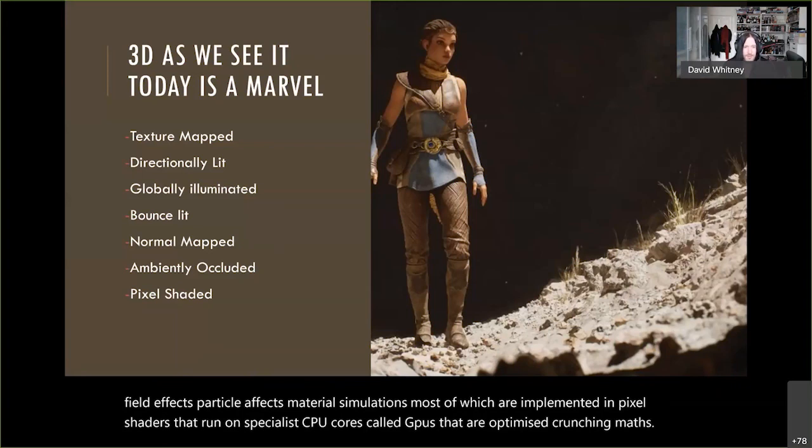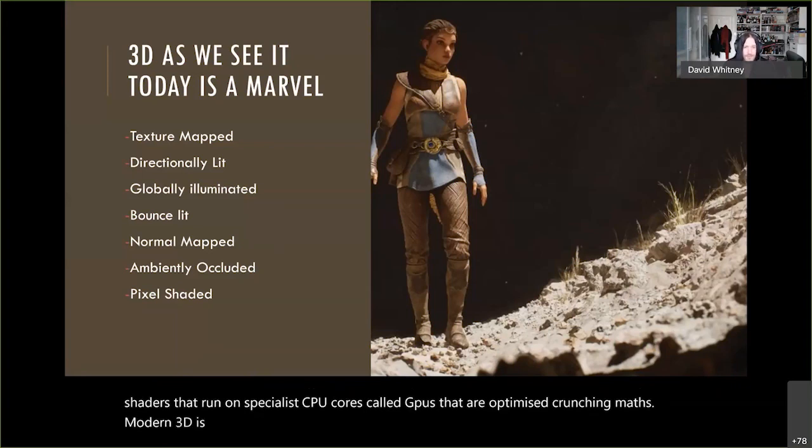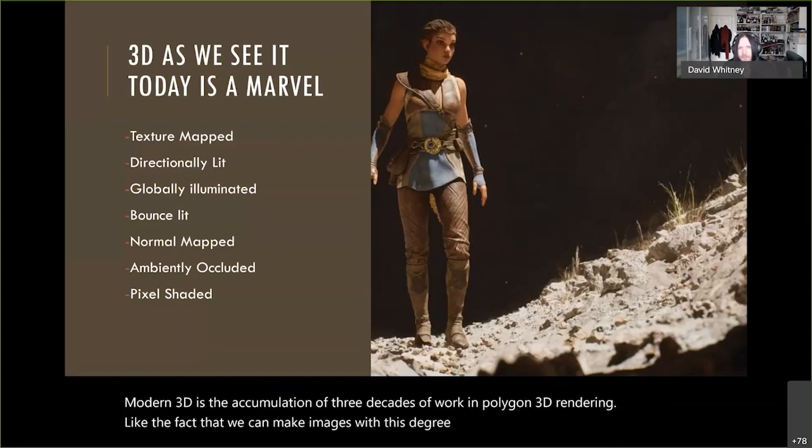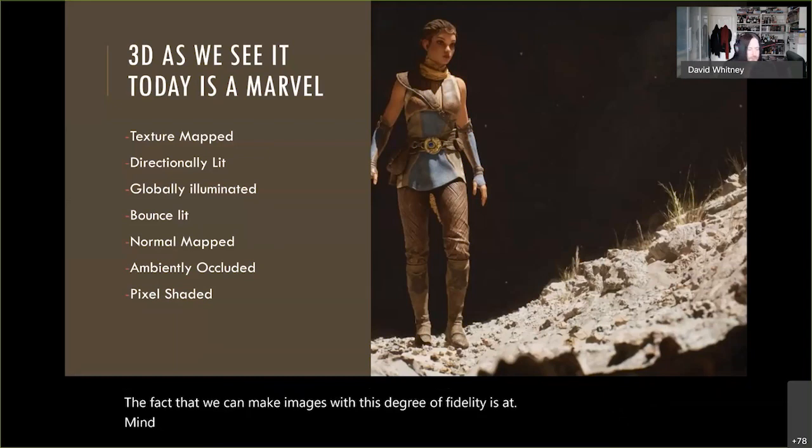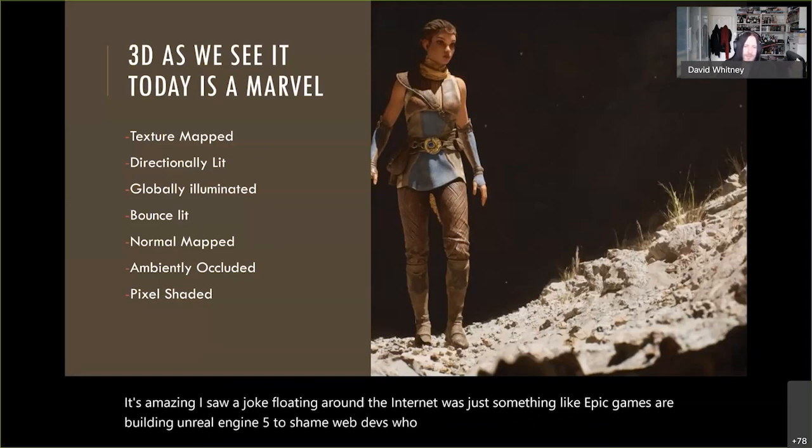Modern 3D is the accumulation of three decades of work in polygonal 3D rendering. The fact that we can make images with this degree of fidelity is actually mind-blowing. I saw a joke floating around the internet, something like, "Oh, Epic Games are building Unreal Engine 5 to shame web devs who struggle to make websites run at 30 frames a second." And there's, I suppose, a little bit of truth in that.